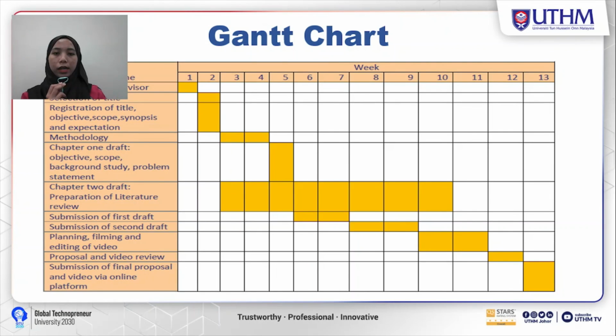And here I provide the Gantt chart that I did for the final year project planning over the weeks.